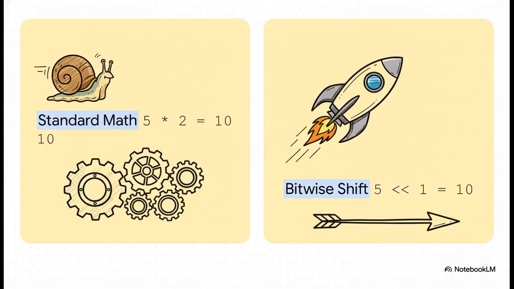I mean, just look at this. On the left, we've got our standard multiplication. 5 times 2 equals 10. Simple enough. But on the right, we have the bitwise equivalent. 5, left shifted by 1, also equals 10. You get the exact same result, but it's potentially a much faster calculation for the CPU to handle.